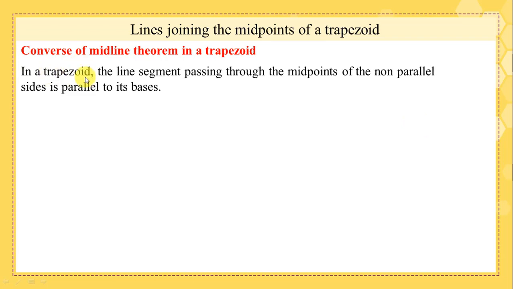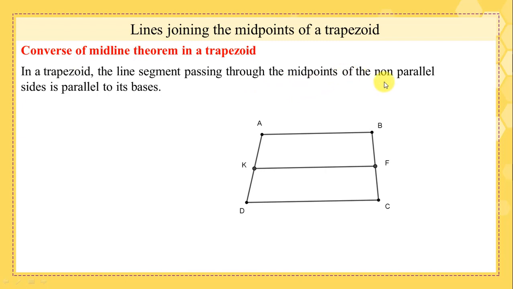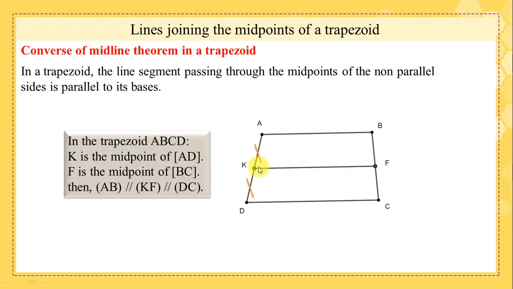Here is the general theorem. In a trapezoid, the line segment passing through the midpoints of the non-parallel sides is parallel to its bases, as we see here. K is the midpoint of AD, F is the midpoint of BC. So, by converse of midline theorem, AB, KF, and DC are parallel.